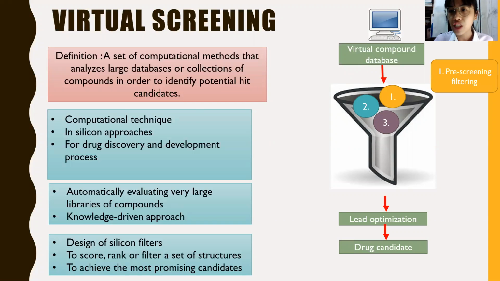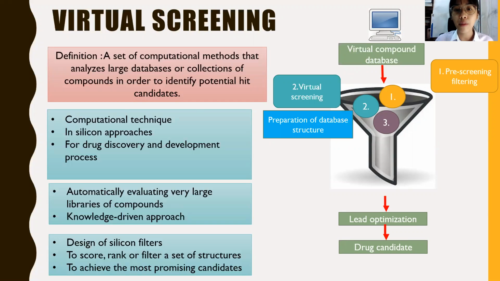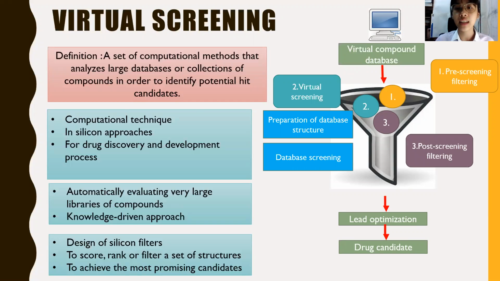For hit identification, it involves pre-screening filtering to filter away compounds with unwanted properties. Next is the virtual screening, which involves preparation of database structures, for example, by changing 2D to 3D. Next is database screening, for example, molecular docking and scoring. The last one is the post-screening filtering, which involves hit list reduction by QSAR.